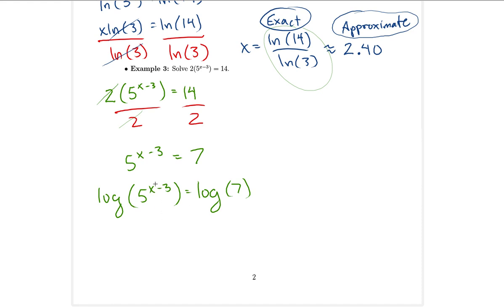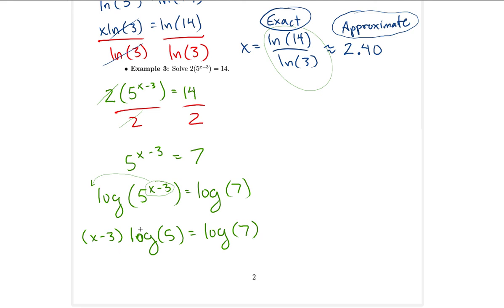But the big thing is, what do we know? Once we have the log of something to a power, that power gets to come down in front. Now be careful when you do this. This entire thing has to come down in front and multiply by the logarithm. So it's important to put that x minus 3 in parentheses when there are multiple terms up here. So when it comes down, it'll be the log, x minus 3, times the log of 5 equals the log of 7.